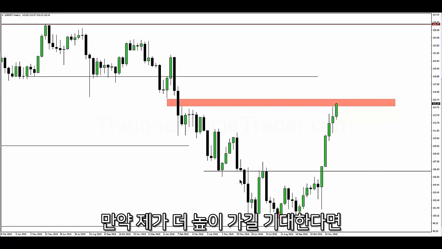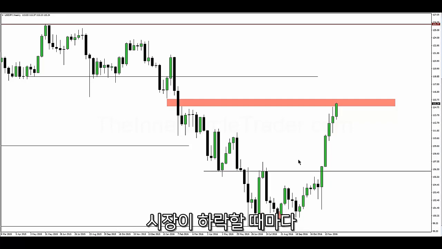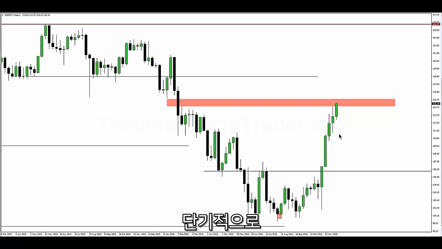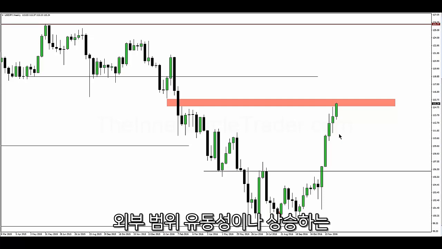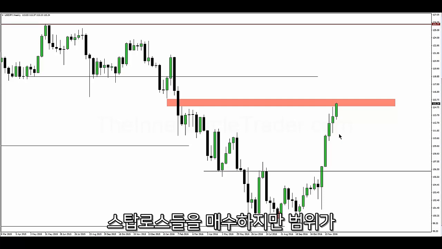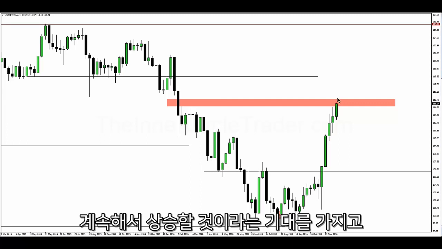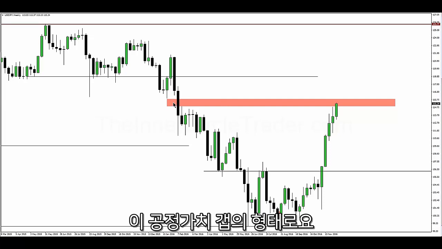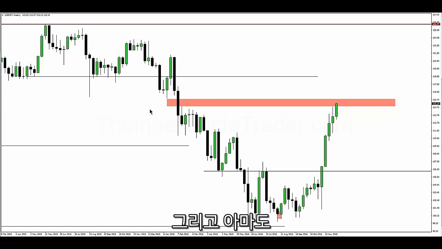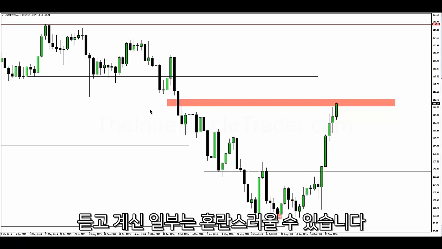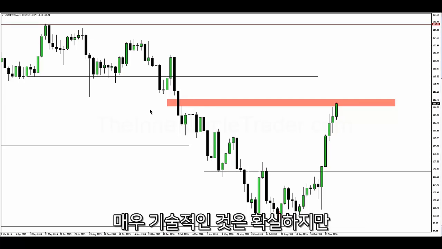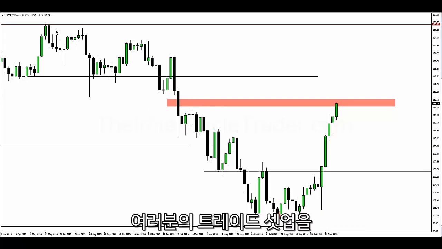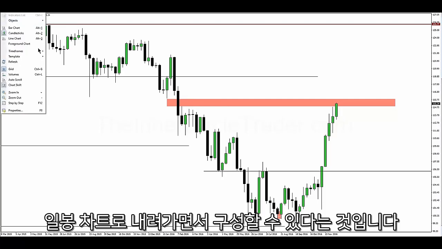If I'm looking for it to go higher relative to the monthly chart, anytime the market comes down below a short-term low, I can be a buyer of that on short-term external range liquidity, or buying up stops, with the expectation that the range will continue going higher, seeking monthly internal range liquidity in the form of this fair value gap. And I'm probably confusing some of you that are listening very attentively, I'm sure. But the point is, once you understand on the higher time frame where the market wants to go, you'll be able to frame your trade setups as we drop down into a daily.